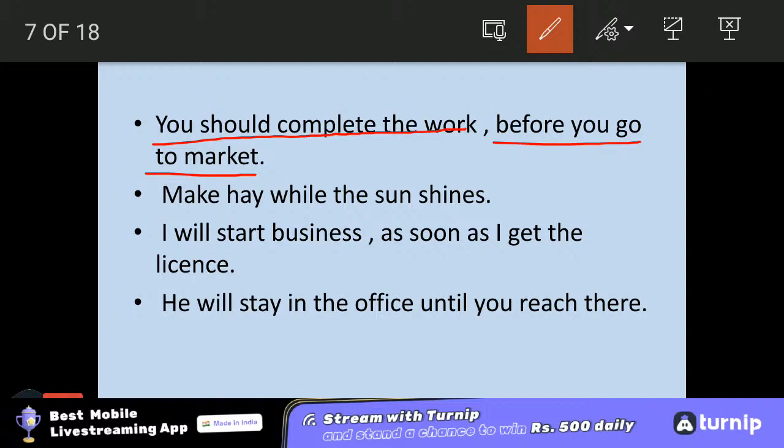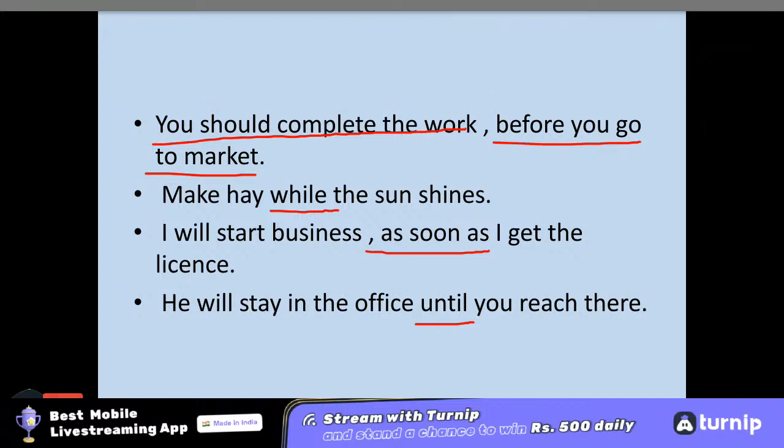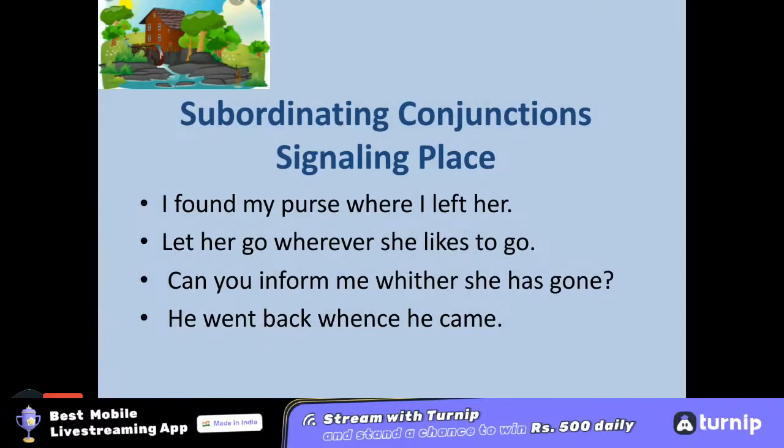Next, make hay while the sun shines. I will start the business as soon as I get the license. So as soon as, while, before, until, all these are examples of subordinating conjunctions with respect to time. Next, we will be talking about subordinating conjunctions which show place.